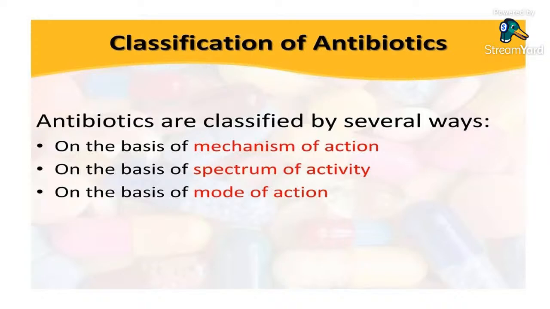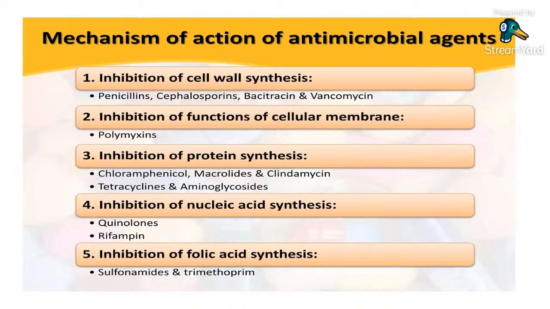Classification of antibiotics. There are three classifications of antibiotics. First, on the basis of mechanism of action. Second, on the basis of spectrum of activity. Third, on the basis of mode of action. Let us first discuss the mechanism of action of antimicrobial agents.